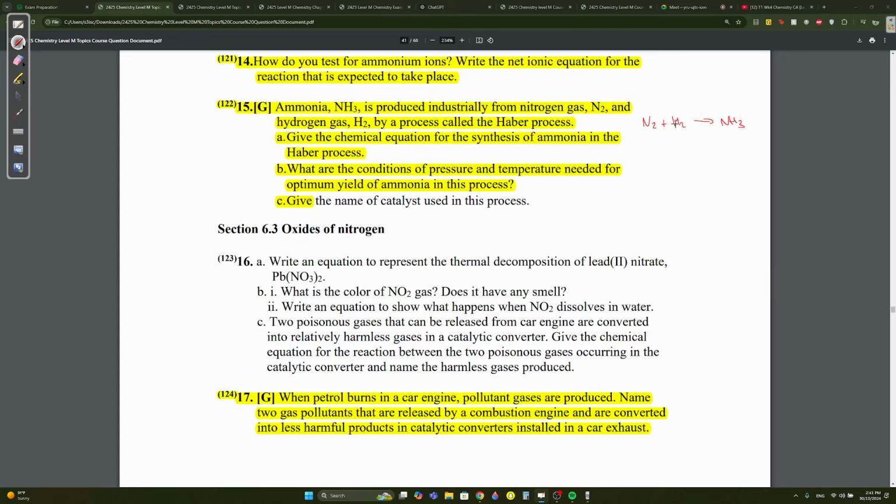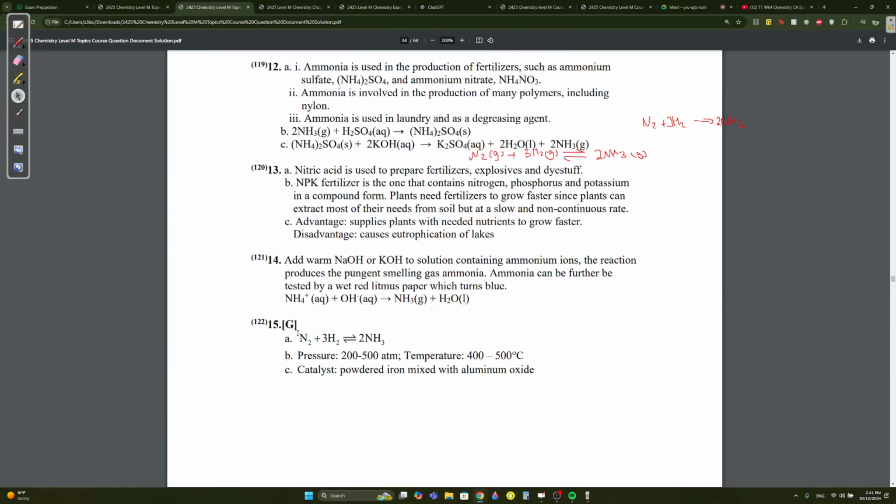We have to balance this. So we multiply by 3 here, multiply by 2 here, and since you have a 2 here, that's it. So it's going to be N2 gas plus 3H2 gas, double arrow, 2NH3 gas. It must be a double arrow, okay? Because it falls under equilibrium. They don't want state symbols?